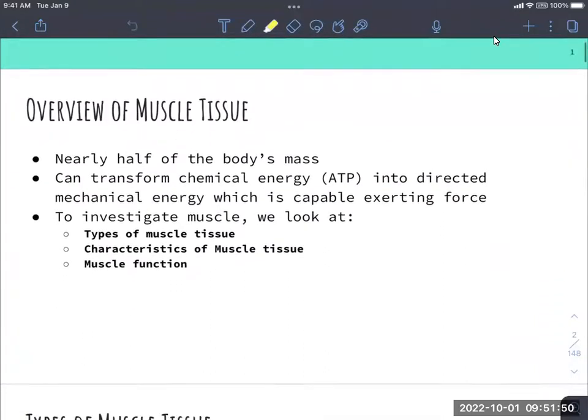So your muscles actually make up about half of your body's weight. That's quite a bit. But your muscles can also do some pretty cool things. They can take chemical energy, ATP, and produce movement. They take that ATP and allow you to walk, run, write, read, sit, all of that. So we're going to look at the different kinds of tissue, muscle tissue, characteristics, and the function of muscles today.